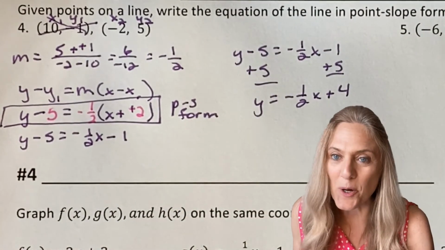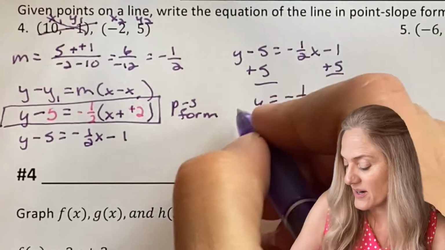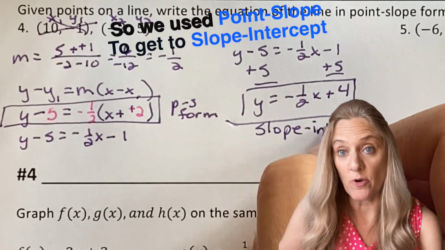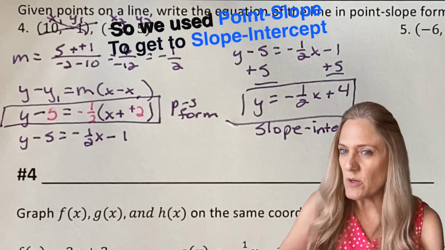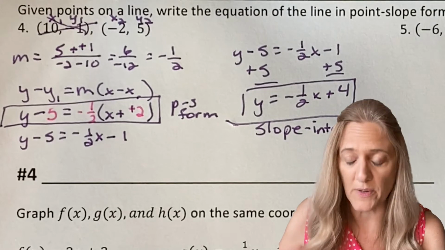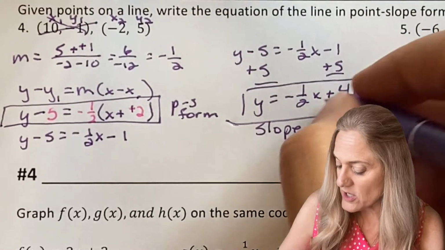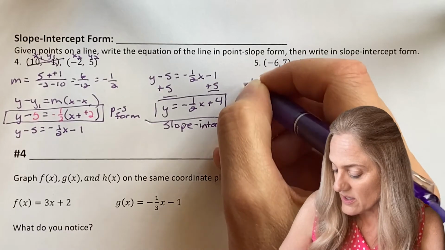Final answer, slope-intercept form, y equals -1/2 x plus 4. So we have slope-intercept form. One of the things that we haven't reviewed is graphing from slope-intercept form, but that's the part that you've had the most amount of experience with. So let's just do a really quick rough graph using this equation.